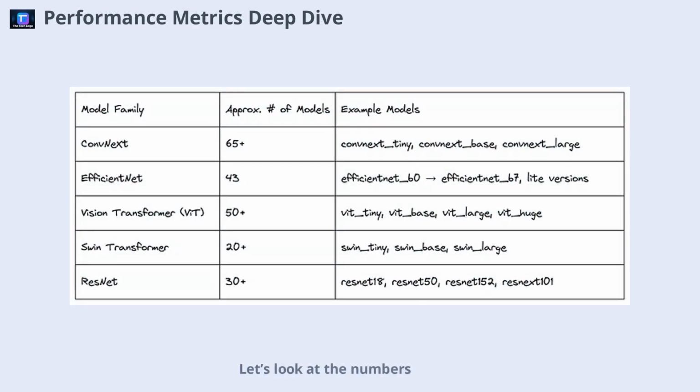Let's look at the numbers. After 15 epochs of training with proper class weighting, ResNet 50 led with a quadratic weighted kappa of 0.8683, followed by EfficientNet B3 at 0.8578.